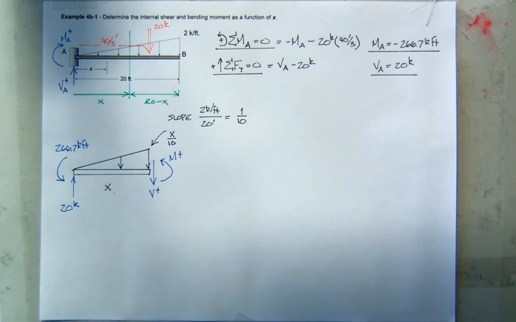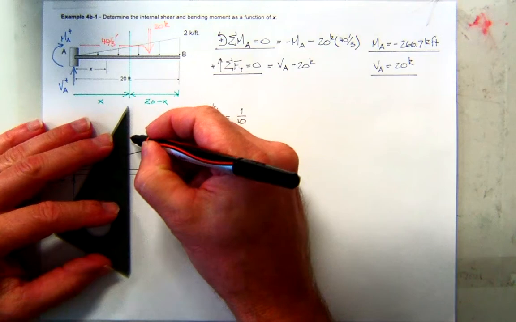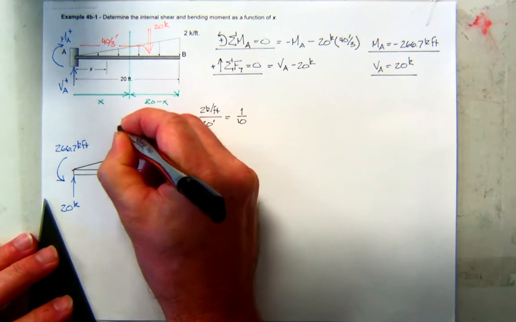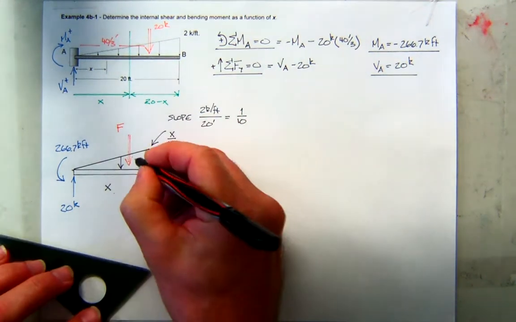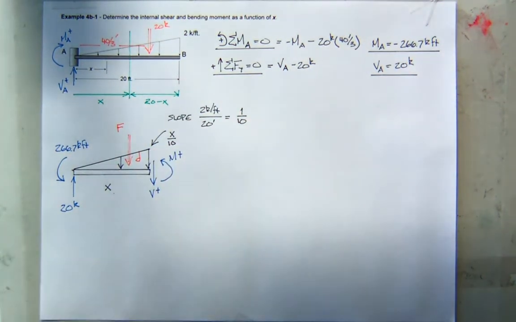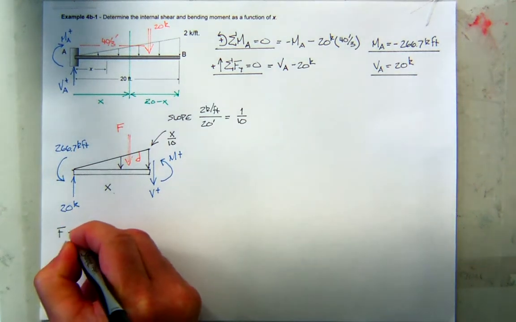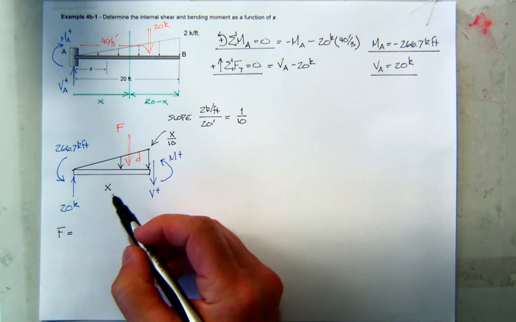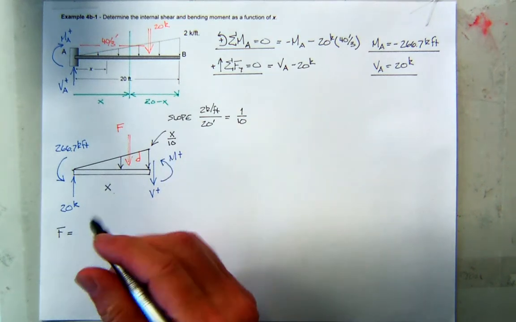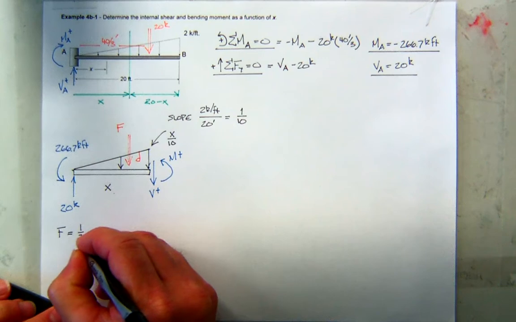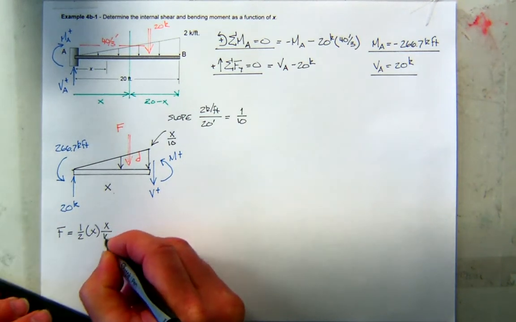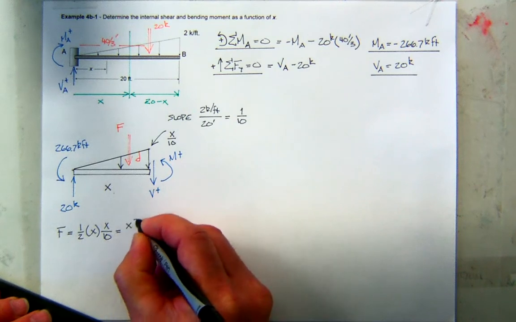Now what? Well, I'm going to come back and take this distributed force and break it up into a concentrated equivalent force. I'll call it F, and I'll say the distance is D from the cut. So what is F? What is the area underneath that curve? Well, it's a triangle. It should be 1/2 base, which is x, times height, which is x over 10. So 1/2 base times height. That's going to be x squared over 20.